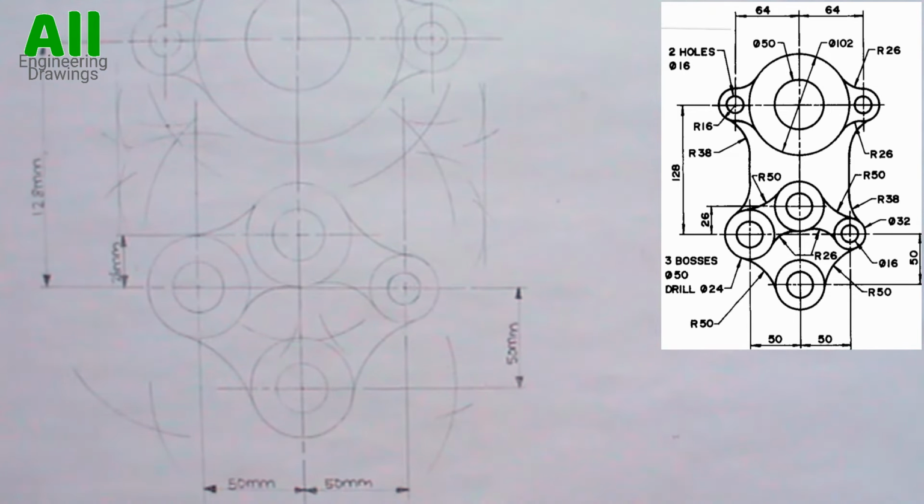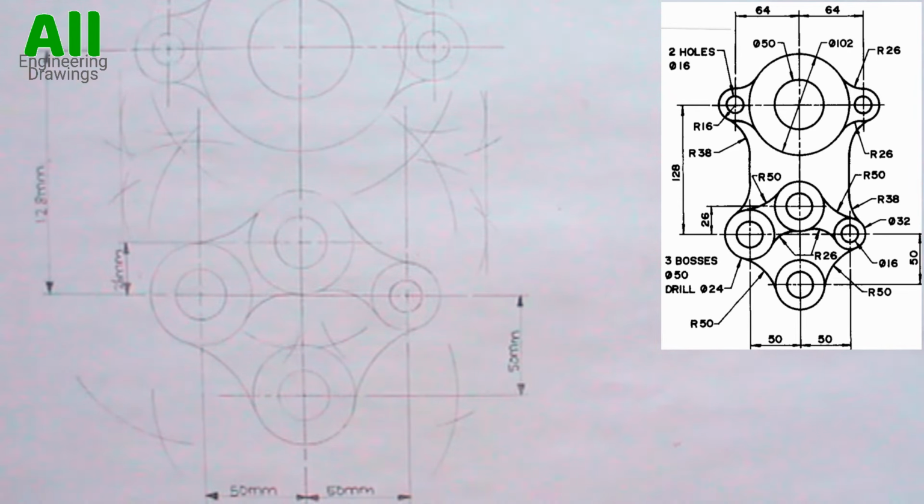Now, since the radius of the tangential arc is 38 millimeter, I will adjust my compass to a radius of 38 millimeter to produce the arc. Now I will produce the tangential arc by placing my compass on the point where the arcs I drew previously intersect the parallel line.